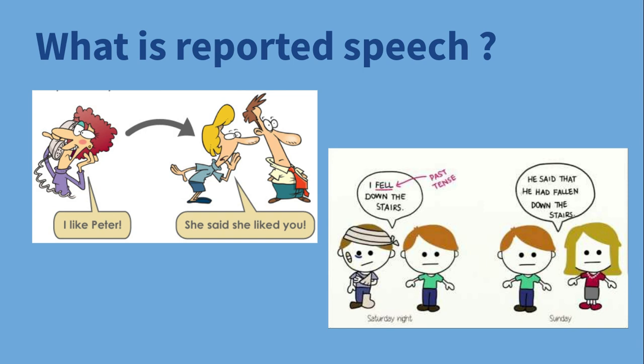So reported speech is basically when we report something that someone else has said. We tell someone else about what someone has said. So we see here the girl on the telephone, and then the girl with the blonde hair, she reports that speech to Peter. Okay, reported speech.